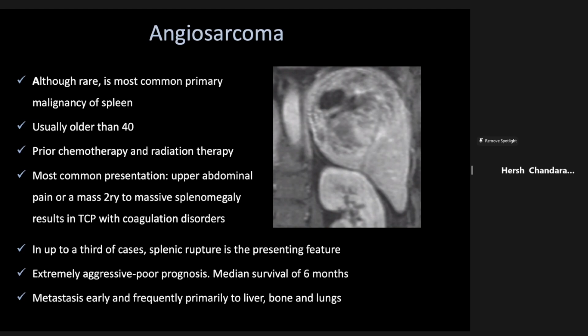It can be preceded by radiation therapy or chemotherapy and has poor prognosis. These patients can present early, or the presenting symptom can be splenic rupture, and metastatic disease can be seen at the time of presentation. So that's why it has an aggressive course and poor prognosis. Median survival of these patients is 6 months, which can be prolonged by only a few months if diagnosed and treated early.